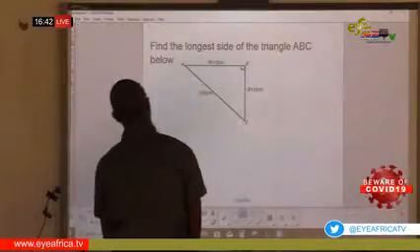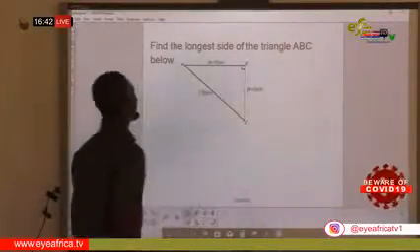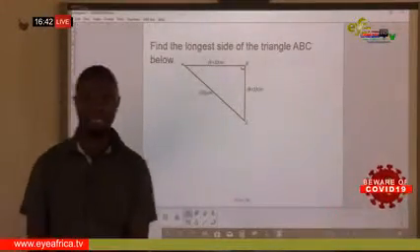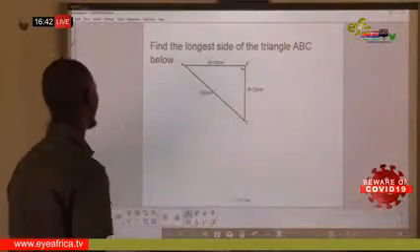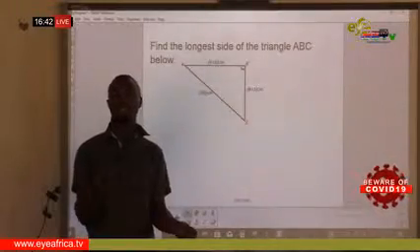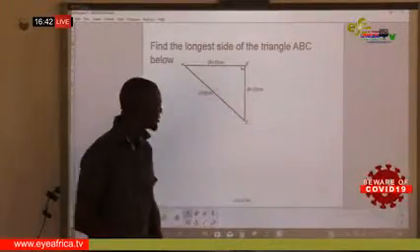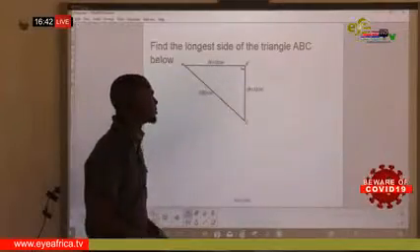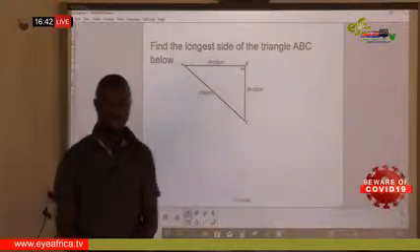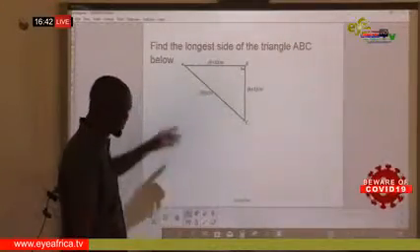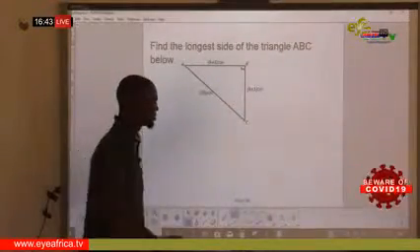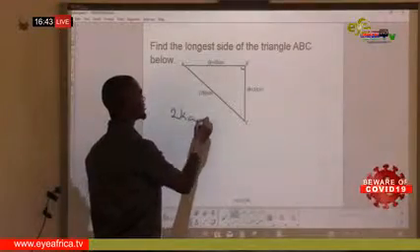We look at another question. The question says, find the longest side of the triangle ABC below. The longest side. What is the longest side? In the question, the longest side is AC, the hypotenuse, and that is C when you are referring to the Pythagoras theorem, because this is a right angle triangle. You can see the mark, and the other two sides are there. How do we have it? We have it in the form of 2k centimeter. The longest side is 2k centimeter.